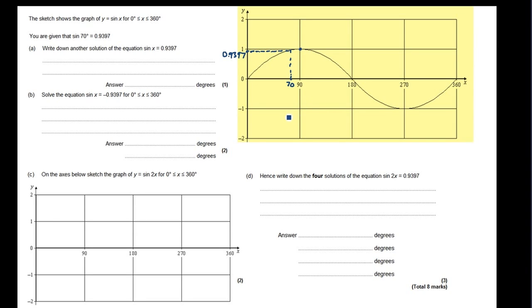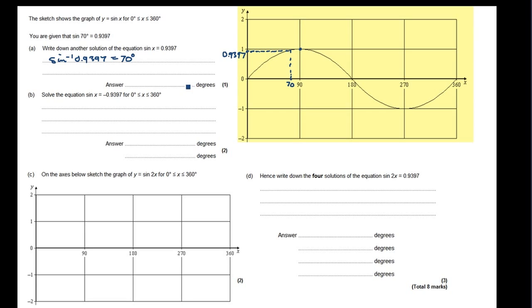Okay, good. Now, what have we got to do? We've got to write down another solution of the equation sine of x equals 0.9397. And what that means is we're looking for the inverse sine, sine to the minus 1 of x, and it doesn't mean to the power of minus 1, it just simply means the inverse or arc sine of x. So the arc sine of 0.9397 we've been told is 70 degrees. Okay.